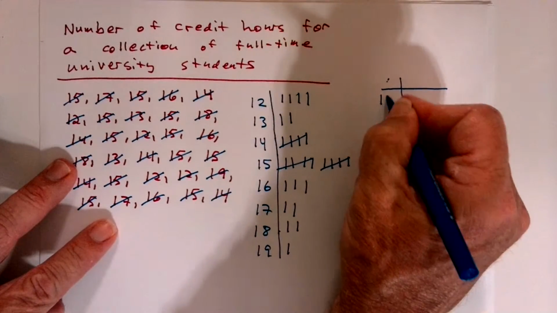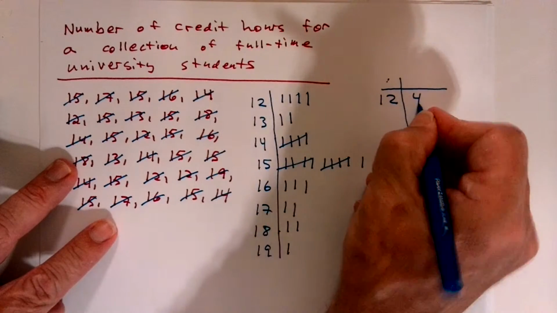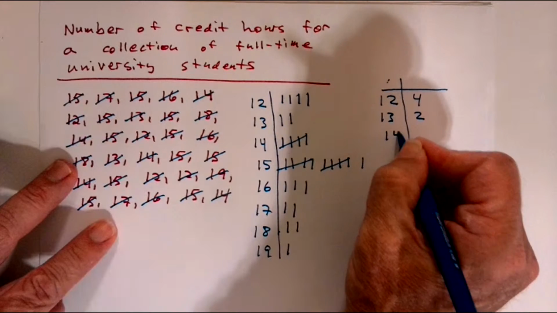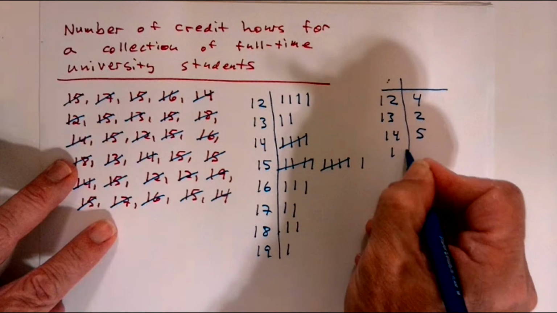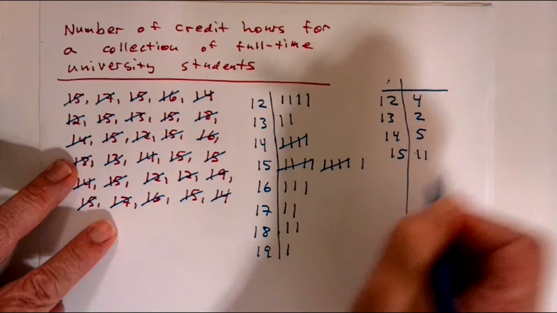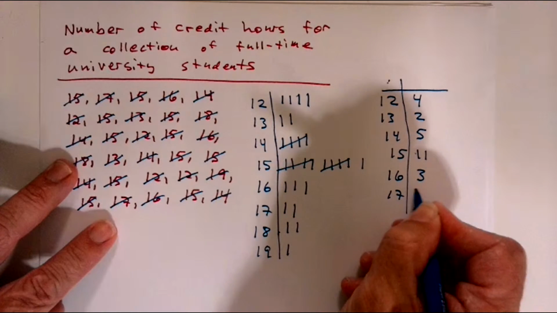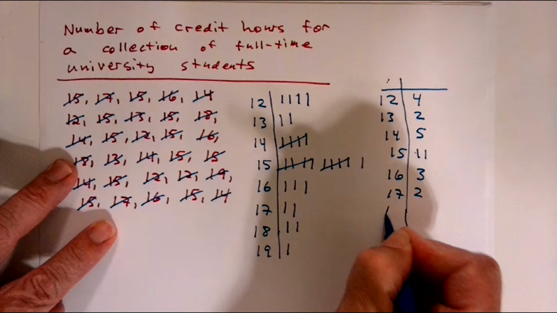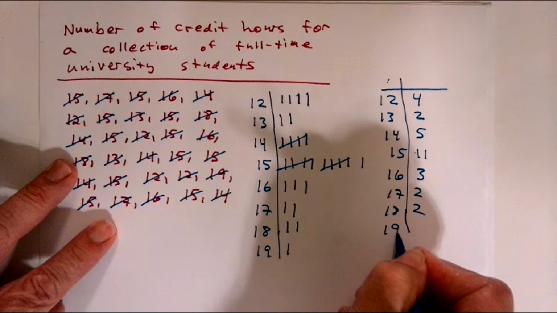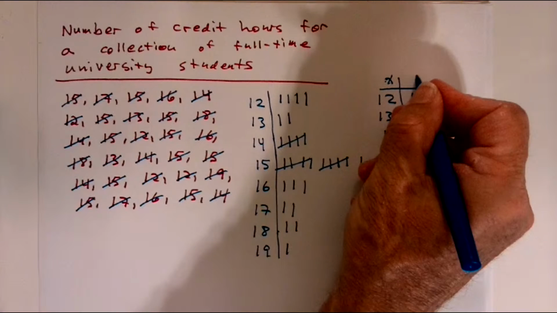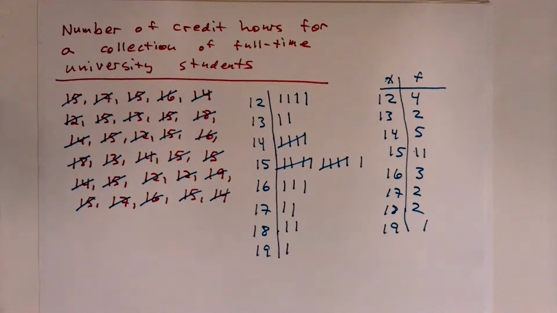So 12 showed up how many times? 1, 2, 3, 4. 13 showed up twice. 14 showed up 5 times. 15 showed up 5, 10, 11 times. 16 showed up 3 times. 17 showed up 2 times. 18 showed up 2 times. And 19 showed up once. So that's our frequency. Sometimes they'll call this X and they'll call this F for frequency. So that's a way to describe the set of numbers that we have.